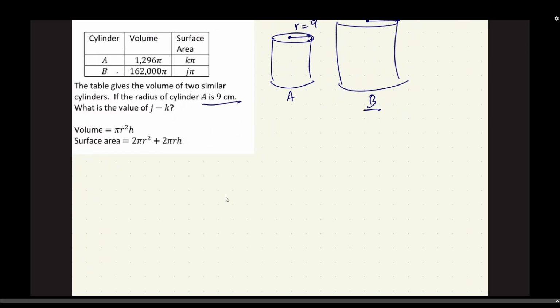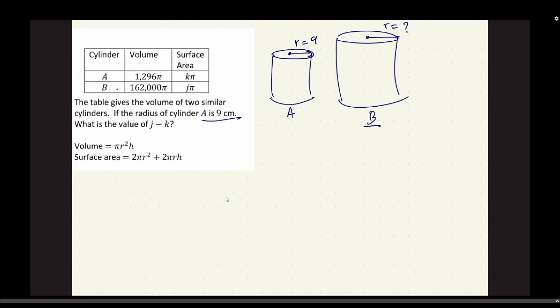So this problem showed up on the August SAT. It's about two similar cylinders who are given their volumes. We are given the volume of cylinder A, as well as the volume of cylinder B. We're also given the radius of cylinder A, which is 9 centimeters, and we're supposed to find the surface area difference between the surface areas of these two cylinders.